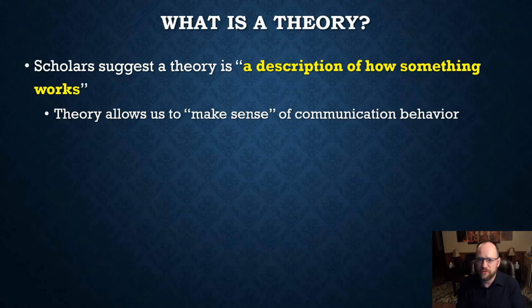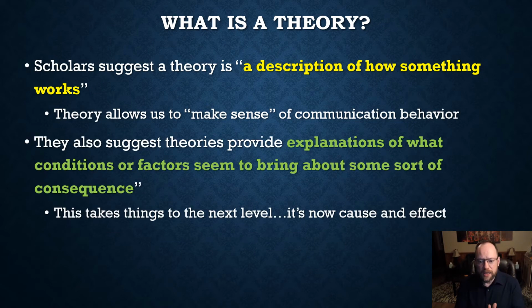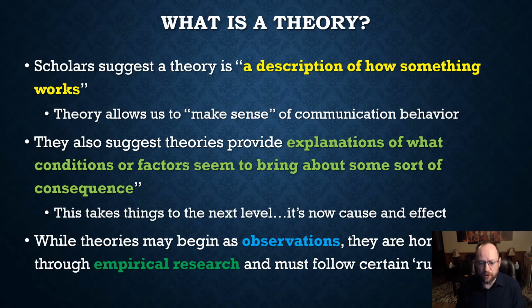Communication between humans is very hard to understand. It's very hard to really study, and communication theory gives us parameters so that we can observe it in an empirical way. They also suggest that it provides an explanation for what's going on. Now, this is next level, right? Instead of just describing what's happening, which pretty much anyone can do, communication theory allows us to explain why it's taking place. So it brings in that cause and effect aspect to looking at communication behavior.